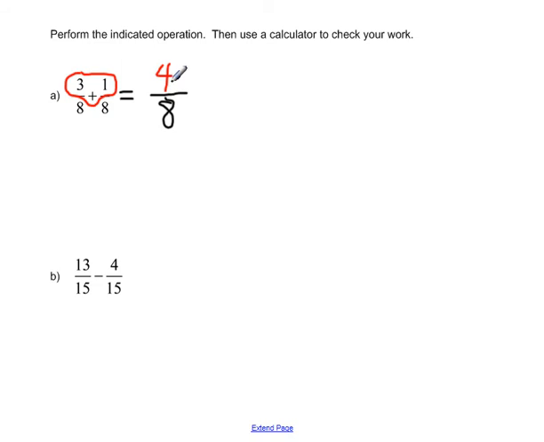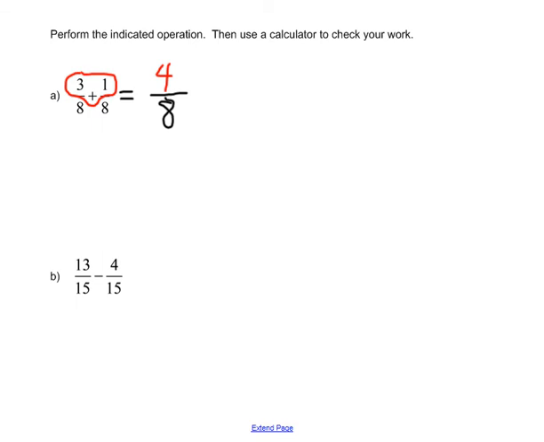Now we need to be sure not to stop too soon. We have done the addition, but we always want to simplify, whether directions say to do that or not. That's just an expectation of what we should do when we're working with fractions, and our final answer is a fraction. So if we have 4/8, we're going to go ahead and simplify that fraction.